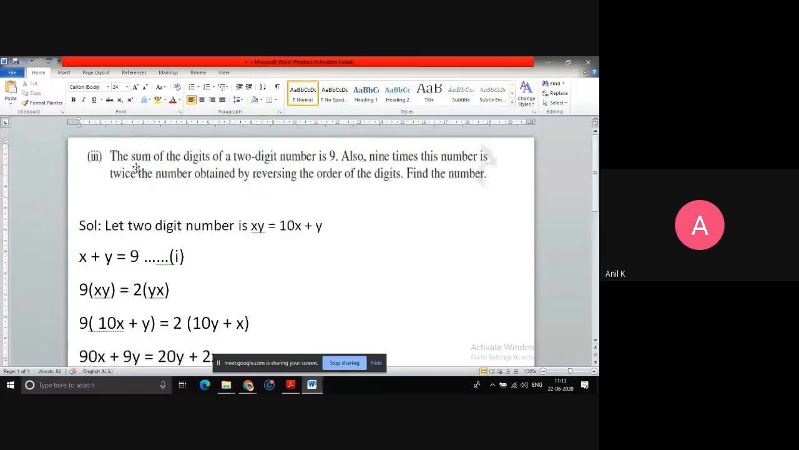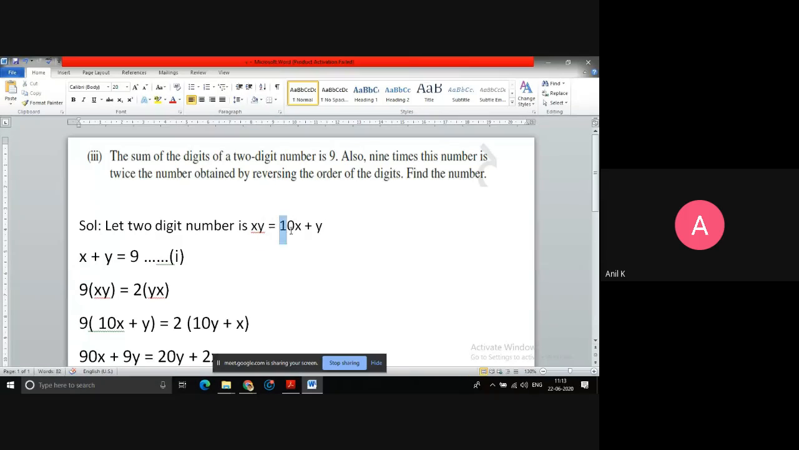We'll go through the answer once again. First, the sum of the digits of a two-digit number is 9. Once they say two-digit number, I'll let the two-digit number be xy, because x is in the tens place, y is in the unit place.